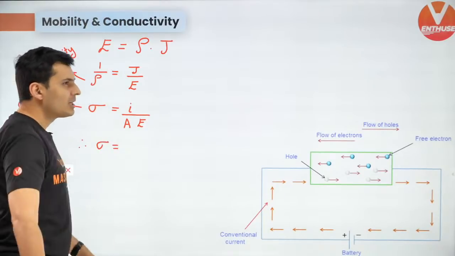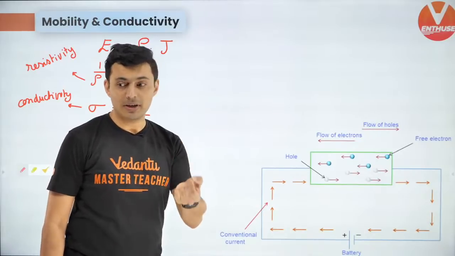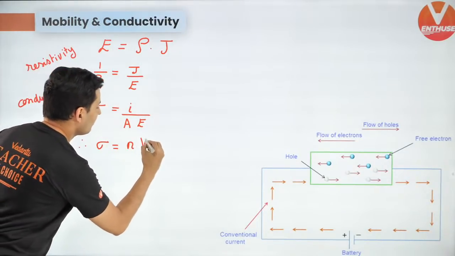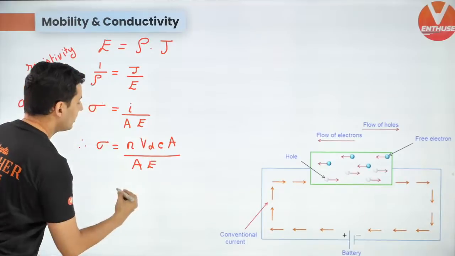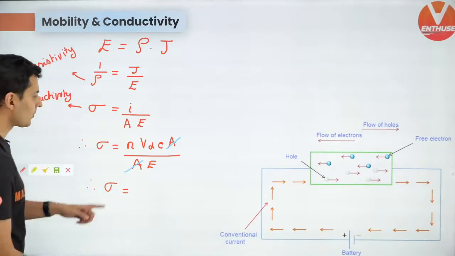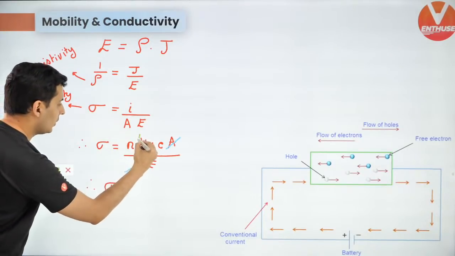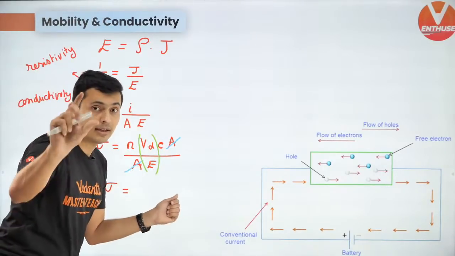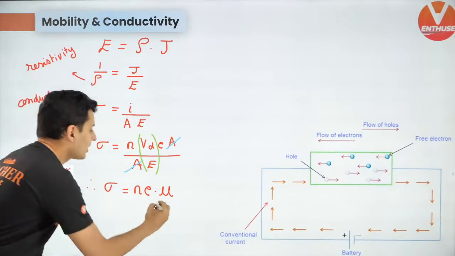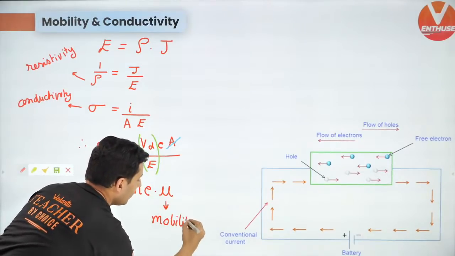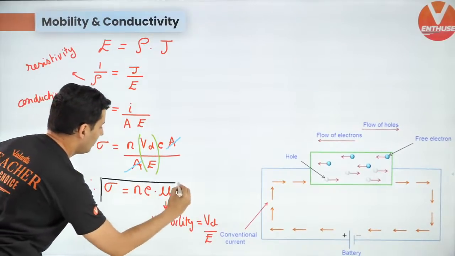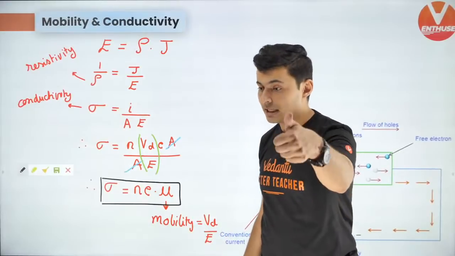Now next step will be sigma is equal to, remember I have given you a formula for current, drift speed and number of electrons per unit volume: I is equal to n e A v_d. So it will become n e v_d A by E A, and this A and this A will cancel out. Therefore I will have sigma equal to, now comes the tricky part. Here I'm going to take drift speed by electric field as one single term, and I will define it as mobility, mu. So mobility is nothing but drift speed divided by electric field. Keep this in mind. This is a very important formula, sigma is equal to n e mu. Mu is mobility.